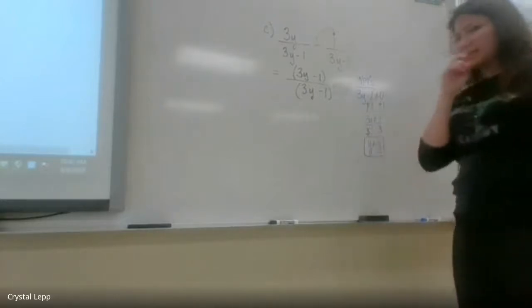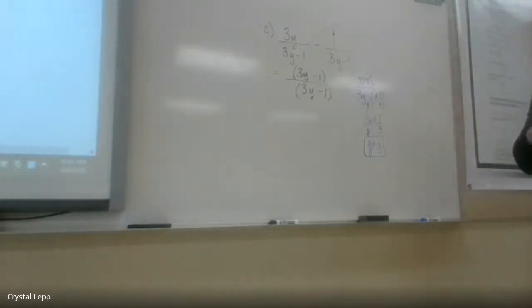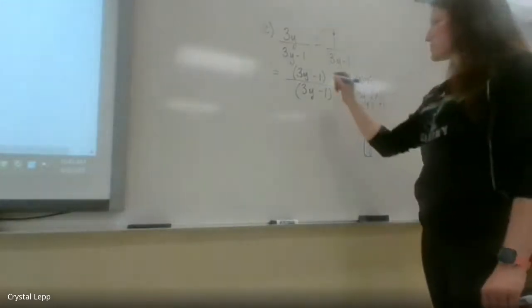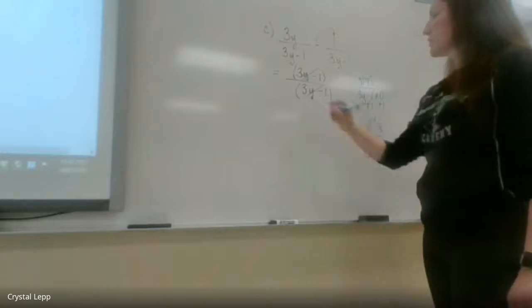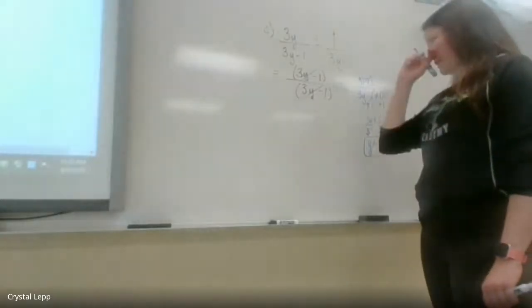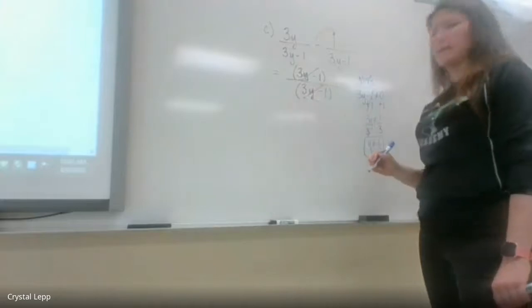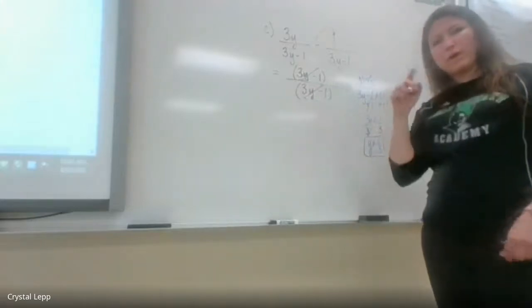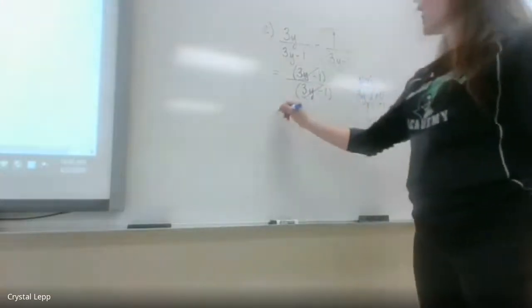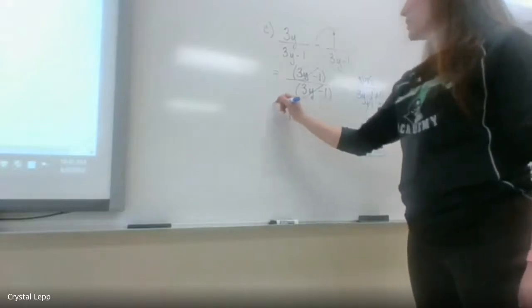That's my only NPV because that's my only thing in my denominator. And then 3y minus 1, 3y minus 1, they cancel. And whenever they cancel, these little slashes are actually 1s, if you didn't know that. Every time you cancel, you actually are left with a 1. So 1 divided by 1 is 1. So this simplifies to 1.